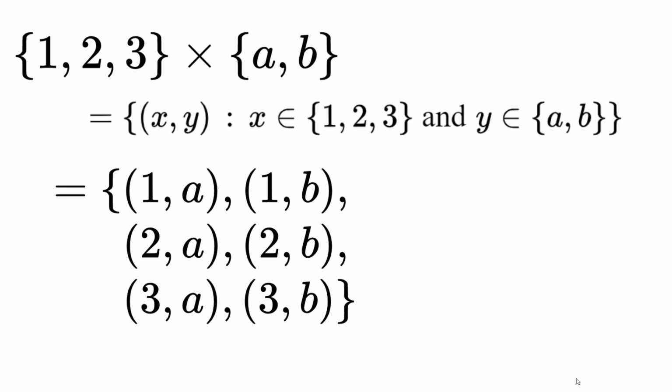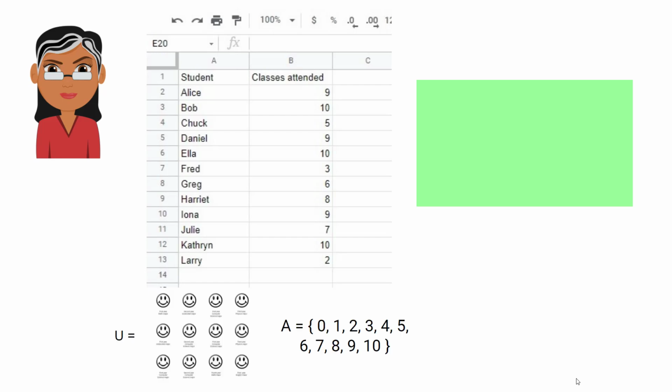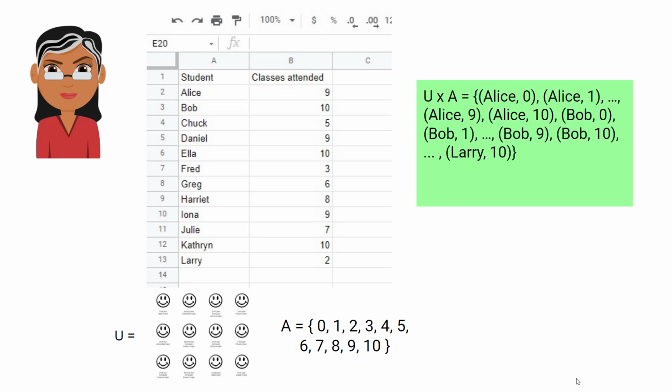In our classroom example, the product of U and the set 0 through 10 is the set of all possible pairings of students and attendance. So there are 11 possible pairs for every student, making this a pretty large set. The pairs that are in the instructor's spreadsheet would just be a subset of the entire product, but definitely not equal to it. Now you try it.